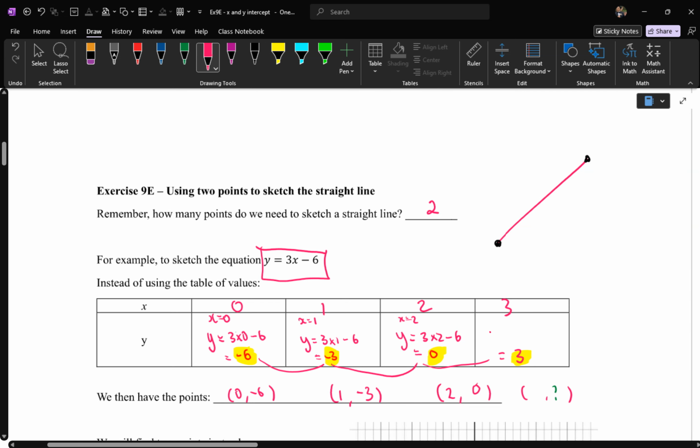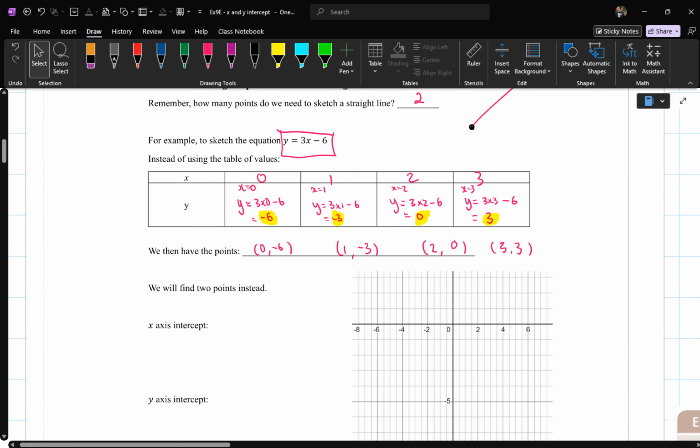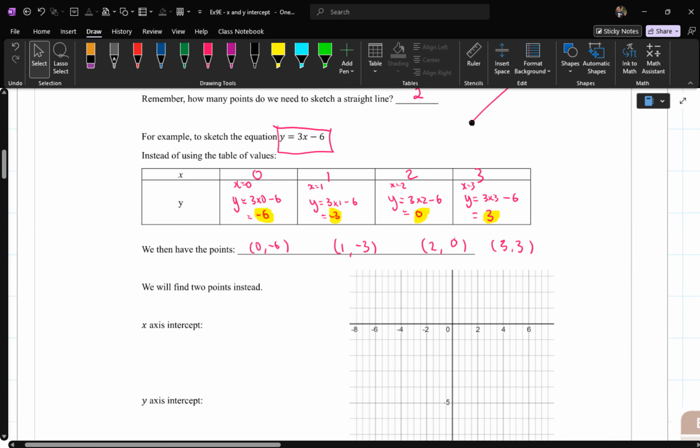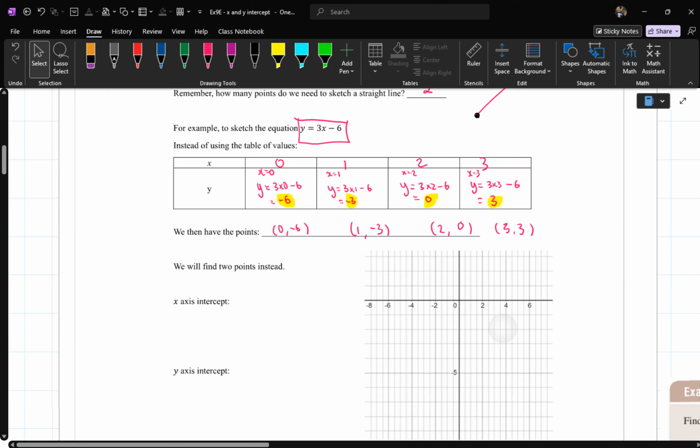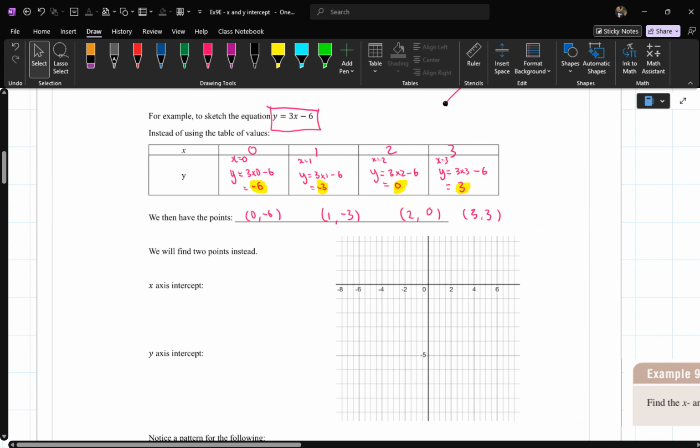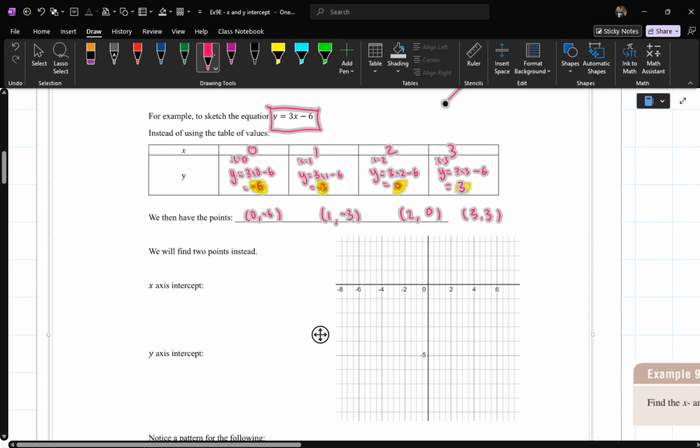You can test that by saying, if x equals 3, according to the rule, y equals 3 times 3, which is 9, and then you minus 6. 9 minus 6 is 3. So here we can say it's 3, 3. So these are our coordinates, and I just picked 4 random coordinates there. But in the previous exercise, you would have had 5 or 6 coordinates, and then what you would have done next is start plotting these coordinates.